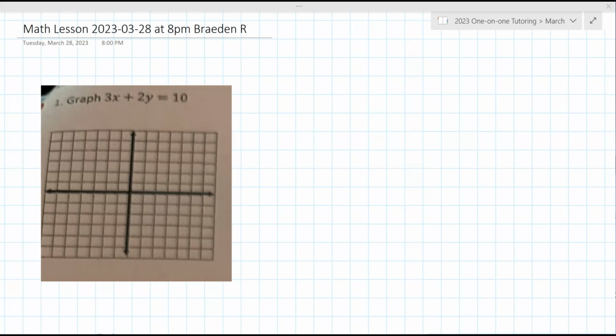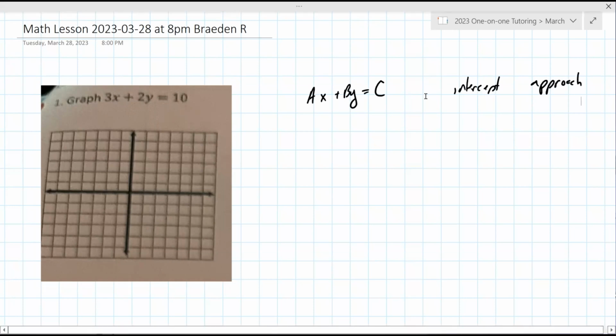All right. So graph 3x plus 2y equals 10. So this is in what's called standard form, ax plus by equals c. If both numbers go into the 10, you typically use the intercept approach, which is to find the x-intercept and the y-intercept and connect them. If it doesn't, which is the case here, because 2 goes into 10, but 3 doesn't, I would generally tell you to solve for y.